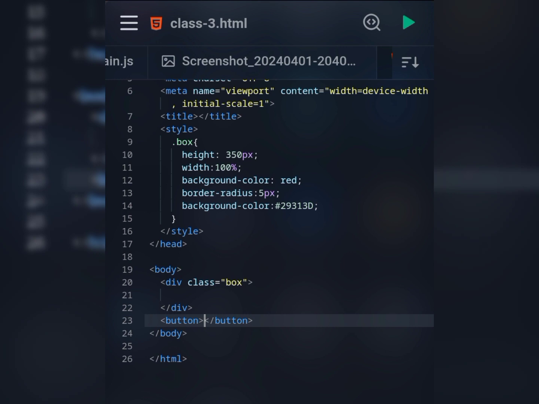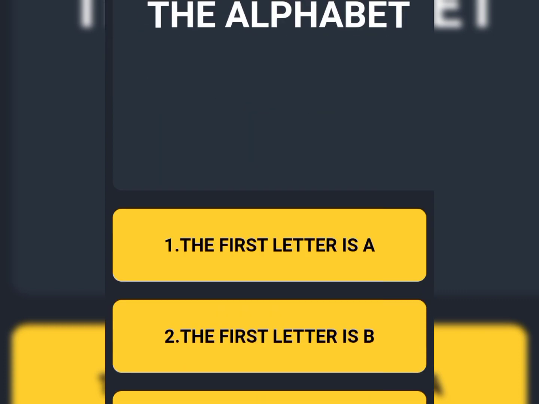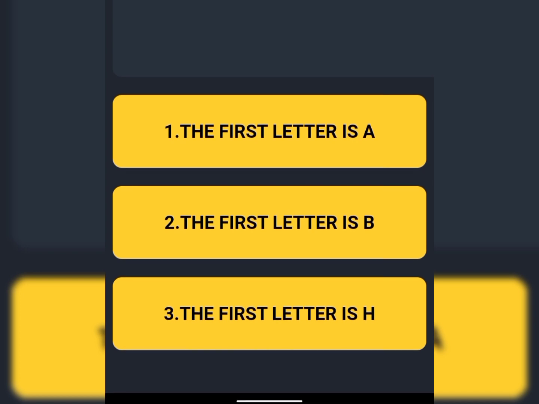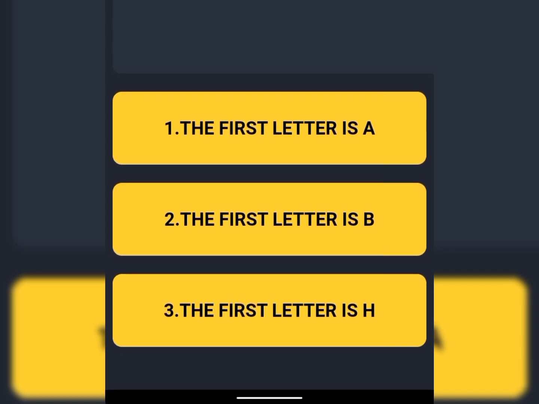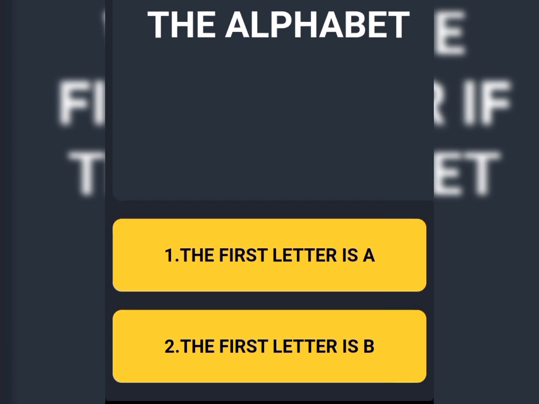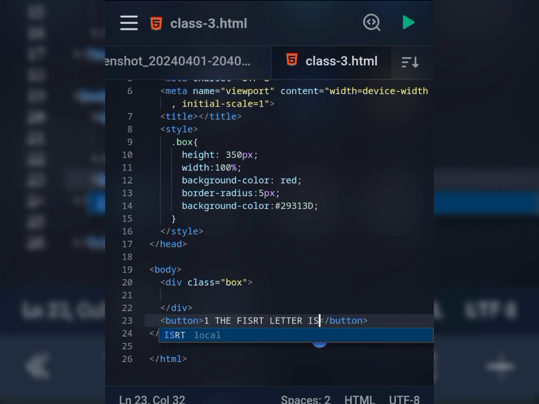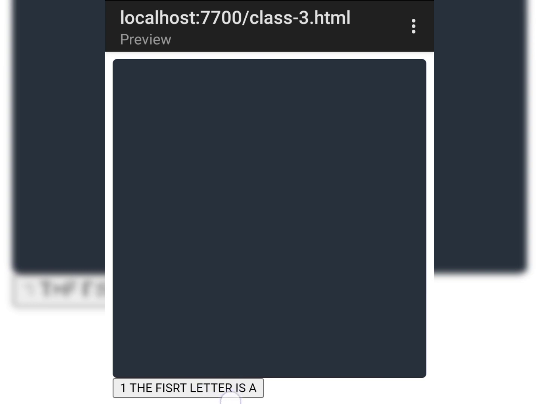Okay, so let's go over to the image and check what is inside the button. In the first button we have the letter A, in the second button we have the letter B, and in the third button we have the letter H. So let's go over here and create buttons for that. So we're going to type 1, and the first letter is A, and then if you run this, we actually see that button over here.